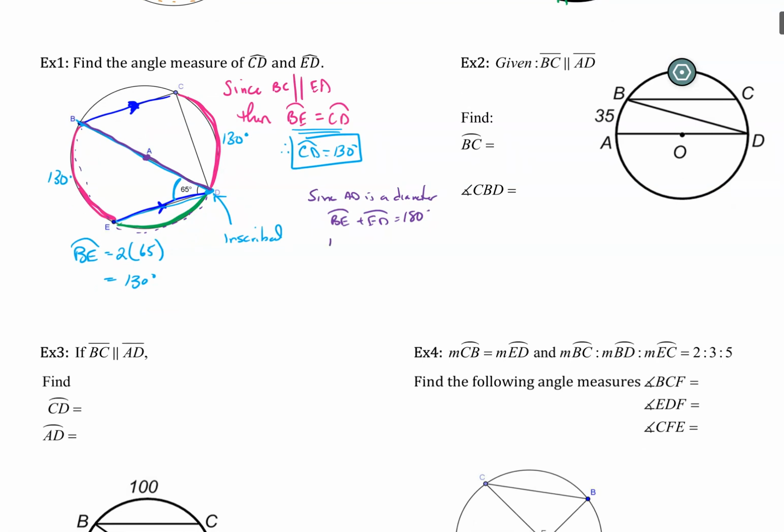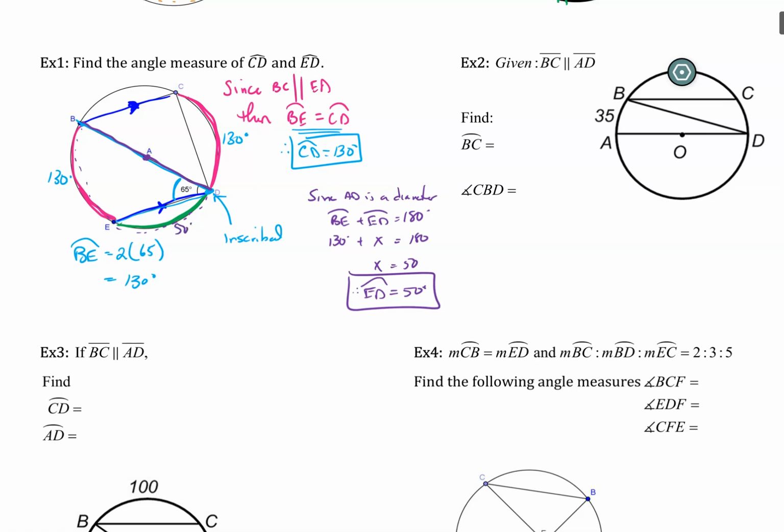So we already know that BE is 130. We're looking for ED, so I'm just going to call that X. If I subtract this, I get X to be 50. Therefore, arc DE is 50 degrees. All right, so now I've just concluded this is 50 degrees.